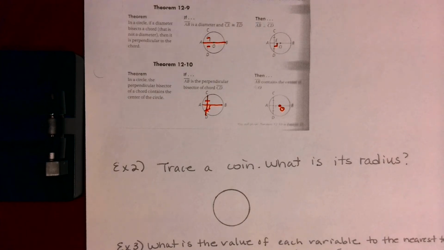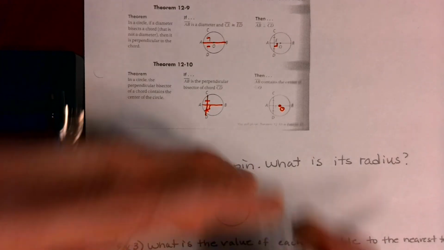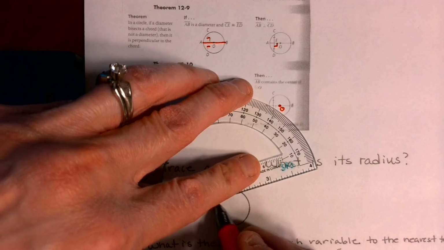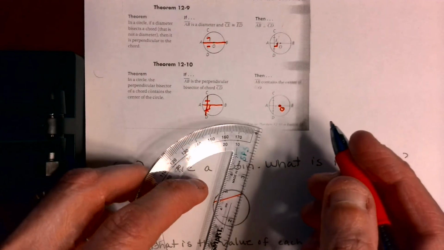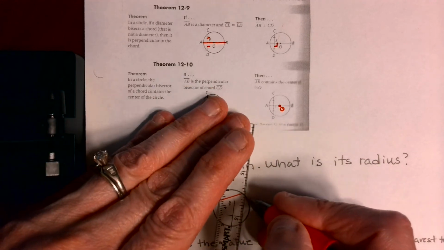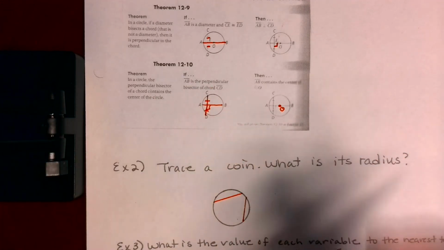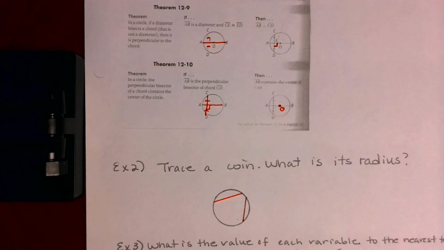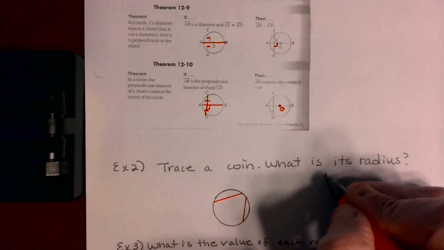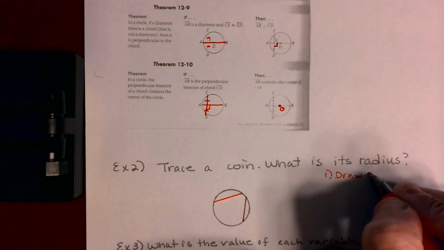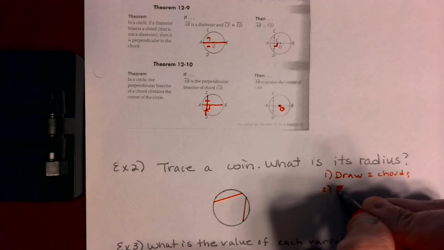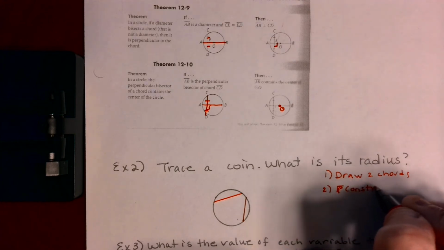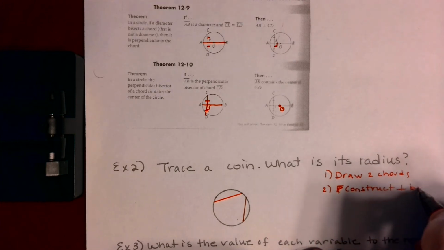So first thing we need to do is just pick two chords. So I'm just going to grab one there. I'm not going to overlap mine just because I don't want to. I'll put another one there. You don't have to be the same length or anything like it. Okay, so now that's the first step. Draw two chords. Second step, construct the perpendicular bisector of each.